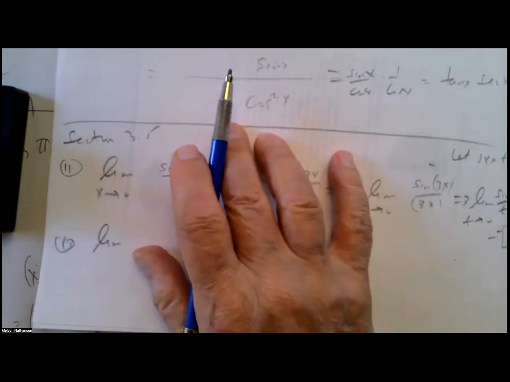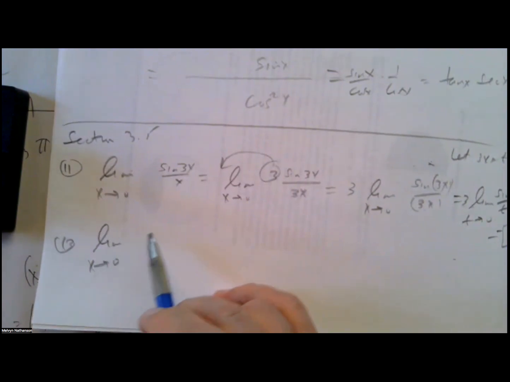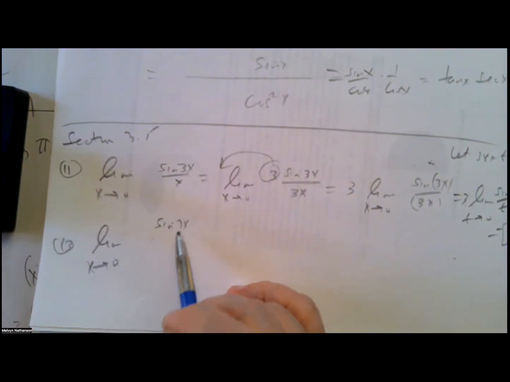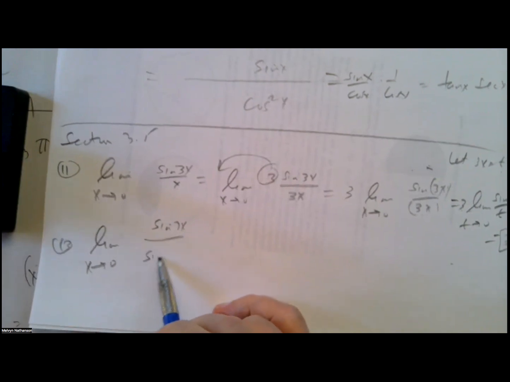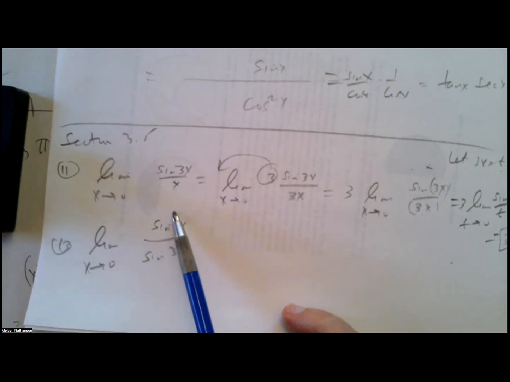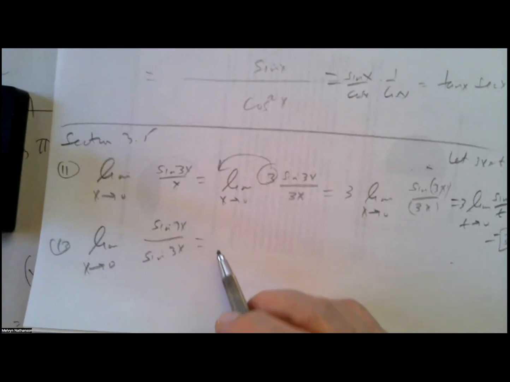The limit as x goes to 0 of sine of 7x over sine of 3x. Now I know what the limit of sine x over x is, so let me write this like this.